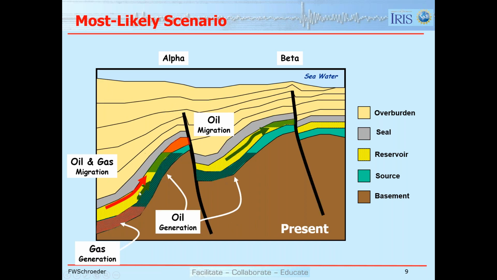And then we look present day. Our oil window has gone to higher up on the structure. We also have a gas window where we're only generating gas. So we have gas and oil migrating into alpha, and we have a gas cap and an oil leg. We also have oil that's generated and migrating up into beta, and so we have only oil at the beta prospect. So this is our best guess as to what's happening.